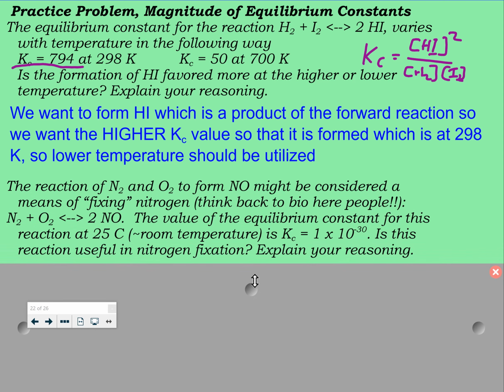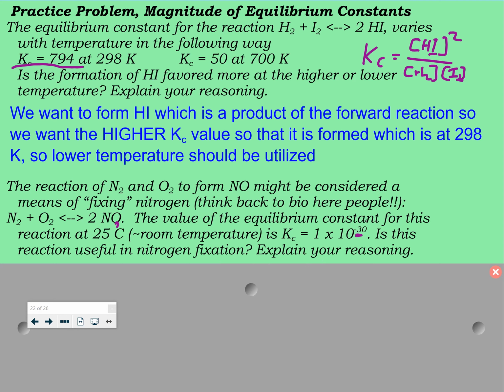The reaction of N2 and O2 to form NO might be considered a means of fixing nitrogen. Hey, that's what the Haber process is used for, to get nitrogen out of the air, so it can be useful. N2 plus O2 yields 2NO. The value of the equilibrium constant for this reaction at 25 degrees Celsius is Kc equals 1 times 10 to the negative 30. Is this a reaction useful in nitrogen fixing?